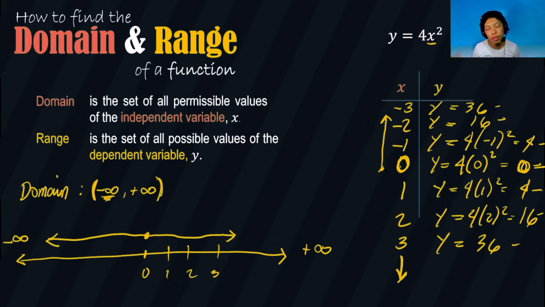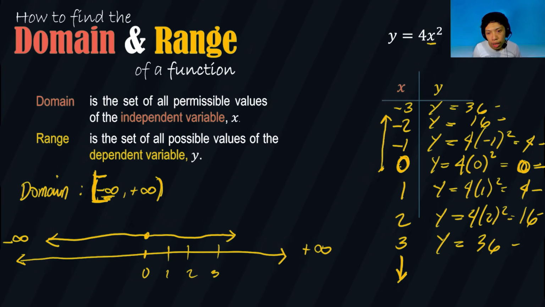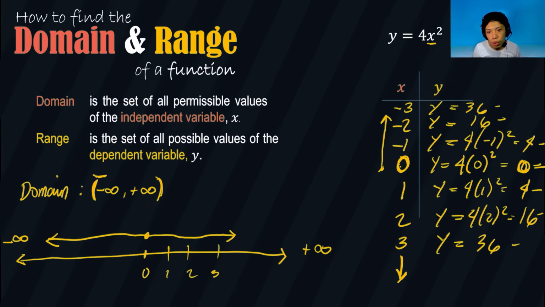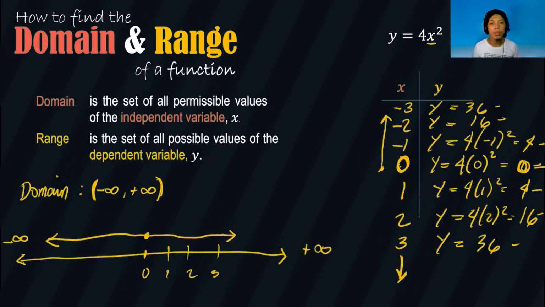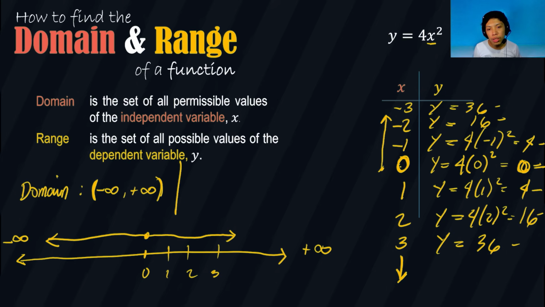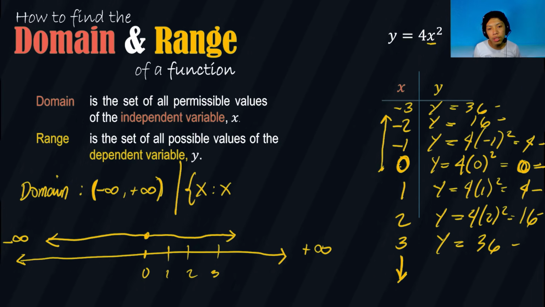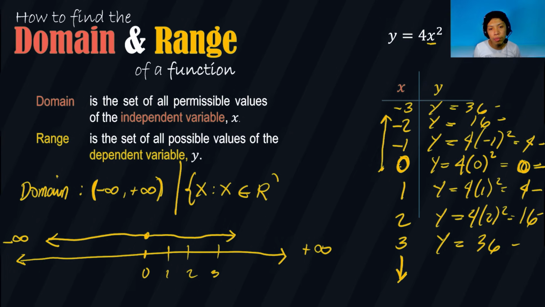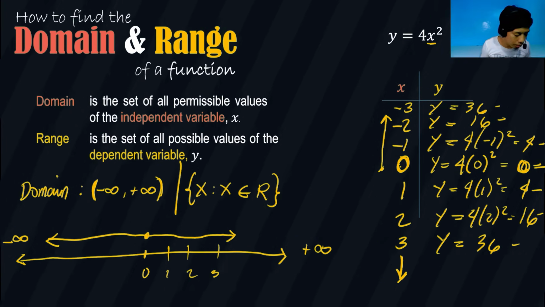Infinity, negative infinity or positive infinity, we always use parentheses. Or using the set builder notation, we can use x such that x is a real number. All real numbers. Okay? That's how you write it.